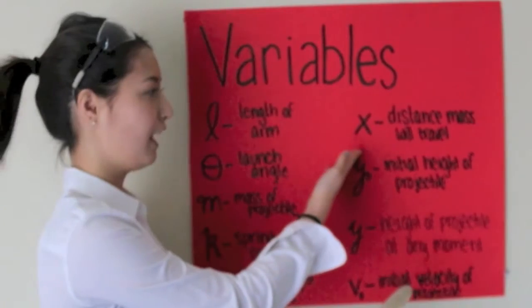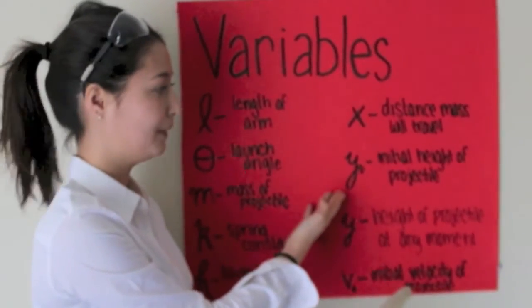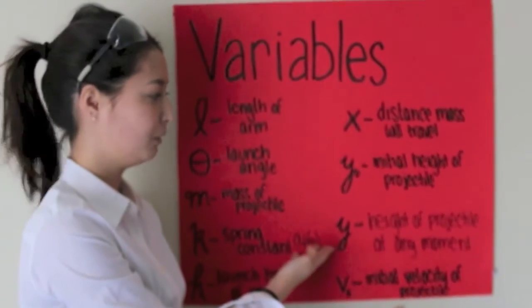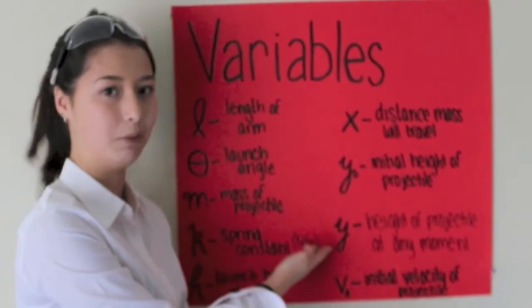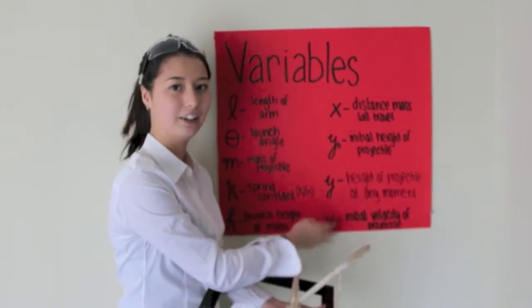Over here, we have X, which is the distance mass will travel. We then have Y0, which is the initial height of the projectile. Next, we have Y, which is the height of projectile at any moment. And lastly, we have V0, which is the initial velocity of projectile.